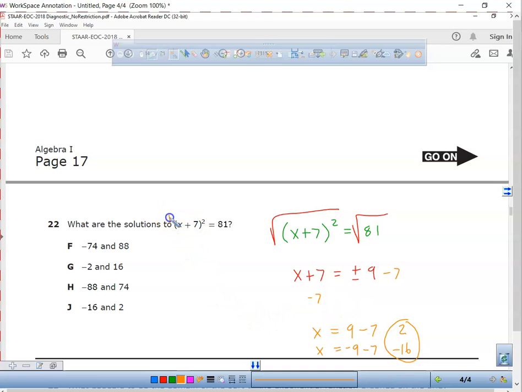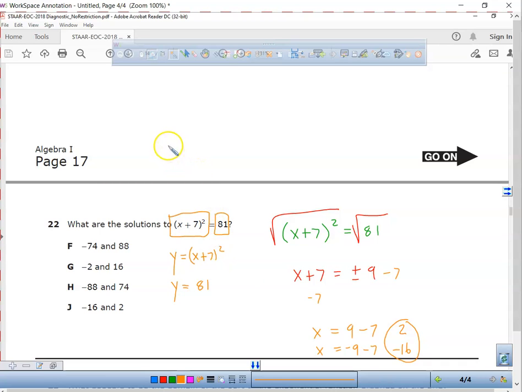Remember, Desmos does not work with that when you type. Could you type that into Desmos? Yes. Could you put the equal sign in and have it work? No. Could you type this into Desmos? No, it really won't help you. But if you did this, there are two ways to do it. Either you type in y equals x plus 7 squared, and then you put y equals 81. That's one way you could do it in Desmos, and I'll show you both ways.